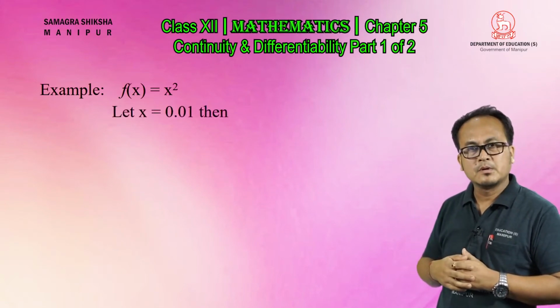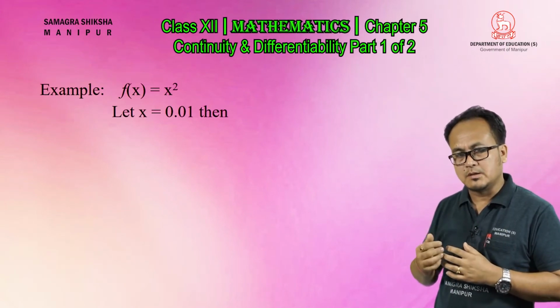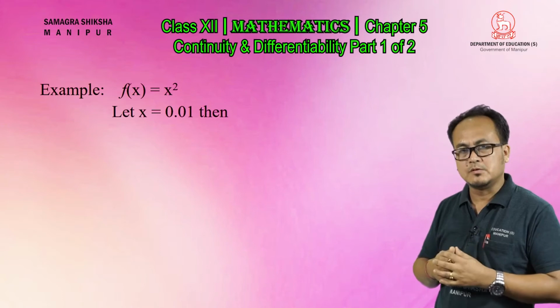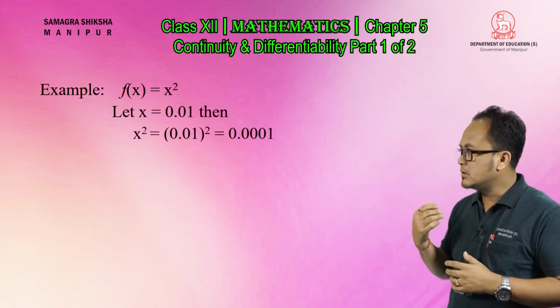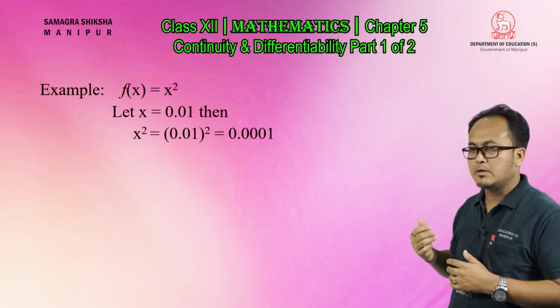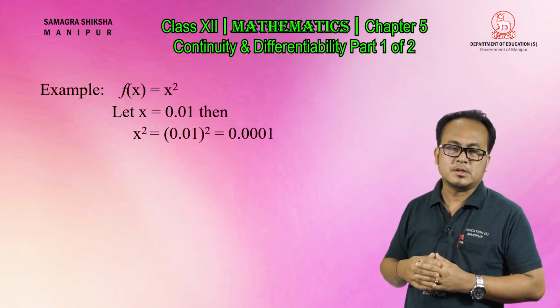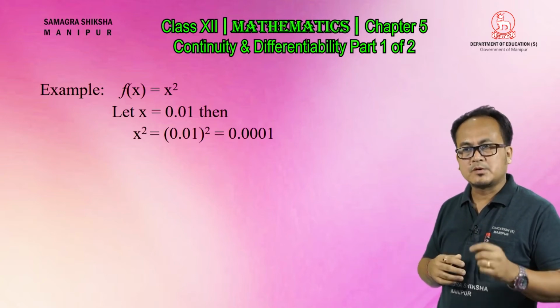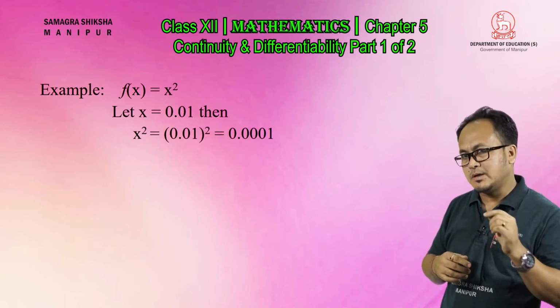0.001. x value very near to 0 but not equal to 0, then the function value, x square, is 0.01 square, which equals 0.0001.